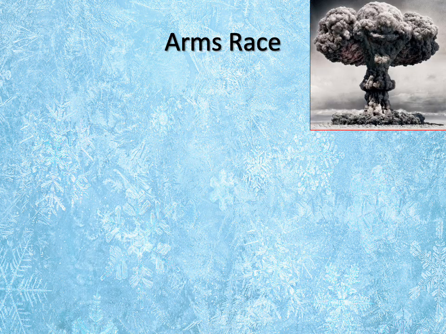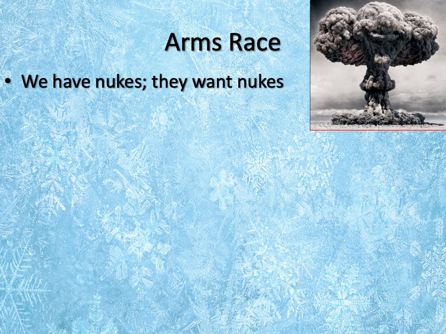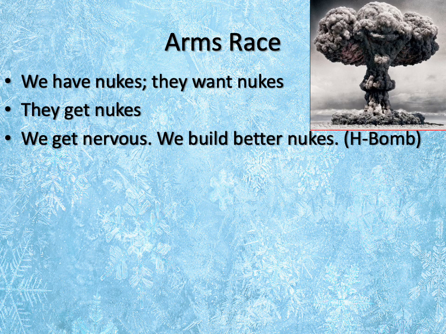So this leads us into the arms race. So what's the problem at the end of World War II? We have nukes. They want nukes. Thanks to spies and scientists and a lot of skullduggery, they get nukes. Well, we get nervous the fact that they have nukes, so we build better nukes, mostly the hydrogen bomb. And the hydrogen bomb is 50 times more powerful than the atom bomb that destroyed Nagasaki and Hiroshima.